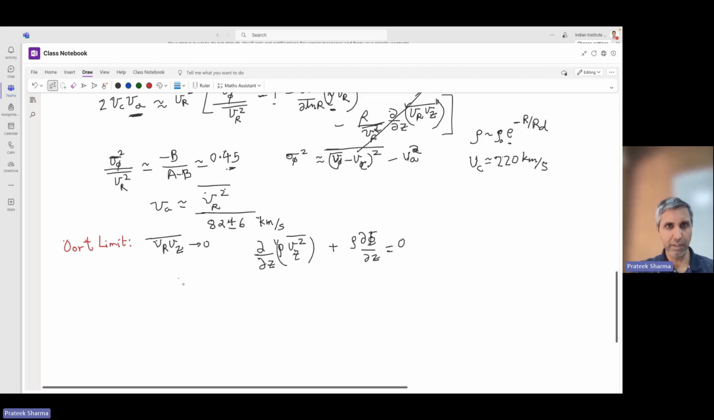But we also have the Poisson equation, right? You have now ∂²Φ/∂z² plus 1/R ∂/∂R of (R ∂Φ/∂R). Okay, so this equals 4πGρ. This is rho total, all the mass. Right.